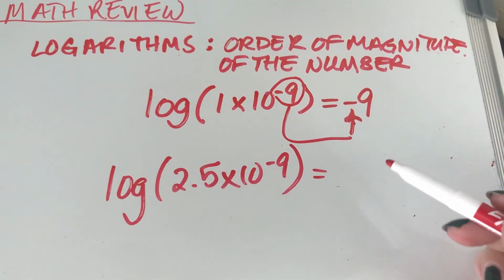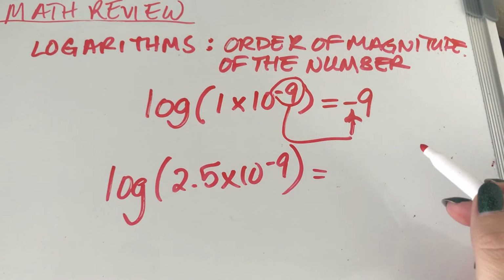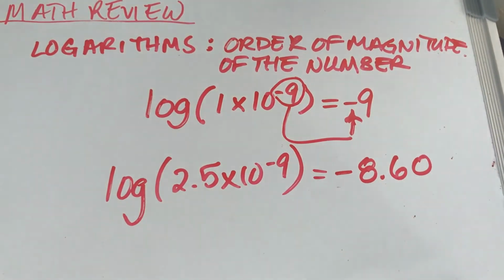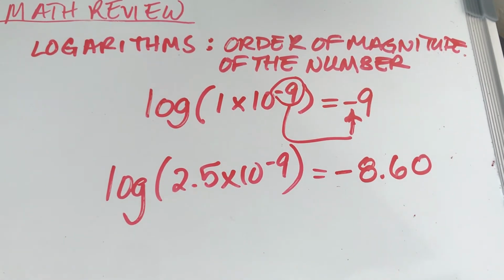Anybody got an answer for me? I got -8.60. Does that make sense, guys? Kind of tracking with me? That doesn't really make sense to me. Mm-hmm. Why?